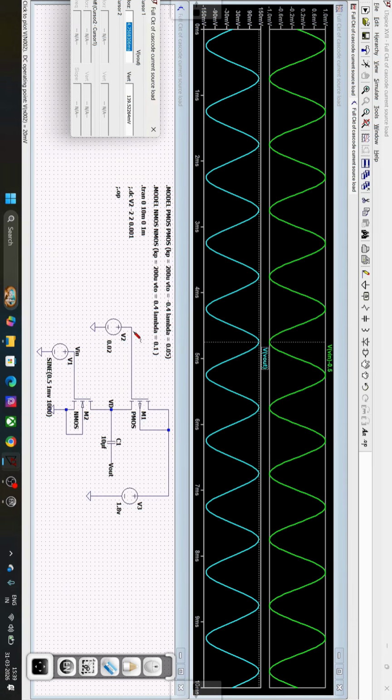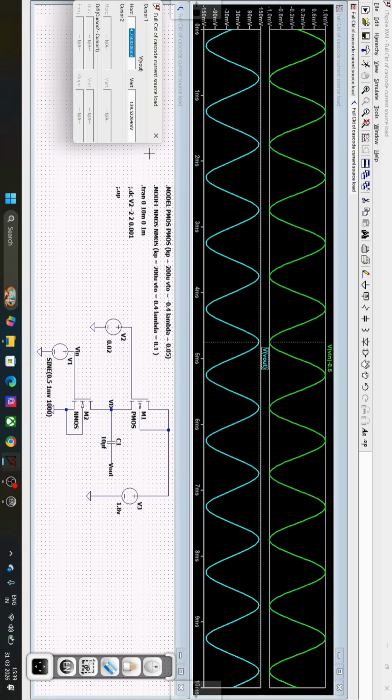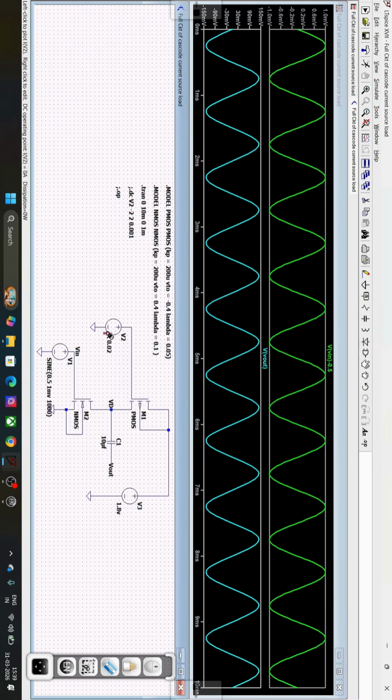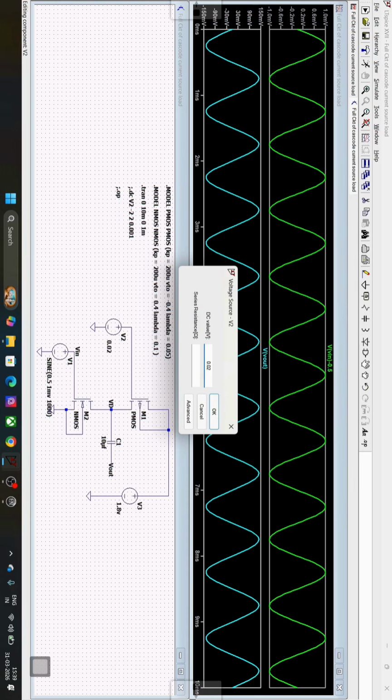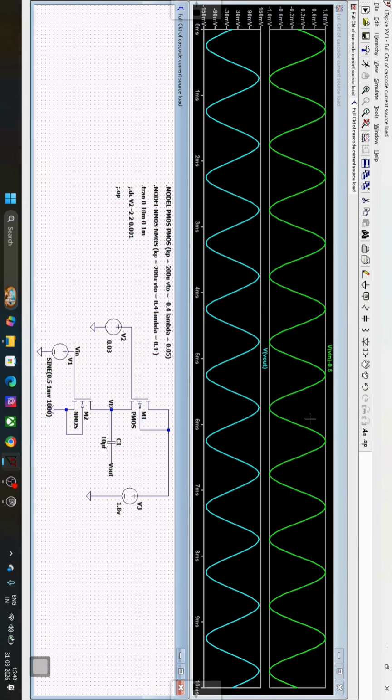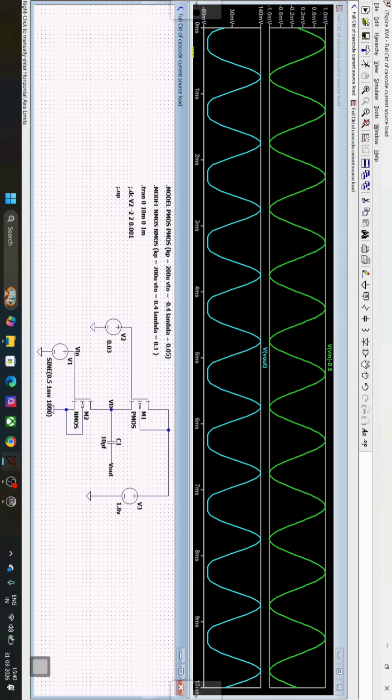In fact, I would like to show that once again. Right now the biasing voltage of the upper MOSFET is 0.02 volts. I'll increase this voltage by 0.01, so instead of 0.02 volts, I'll provide the biasing voltage as 0.03 volts. The moment I do so and run the simulation, you can clearly see the lower part of the output signal has vanished. So the output signal gets distorted just by changing the biasing point by 0.01 volt.